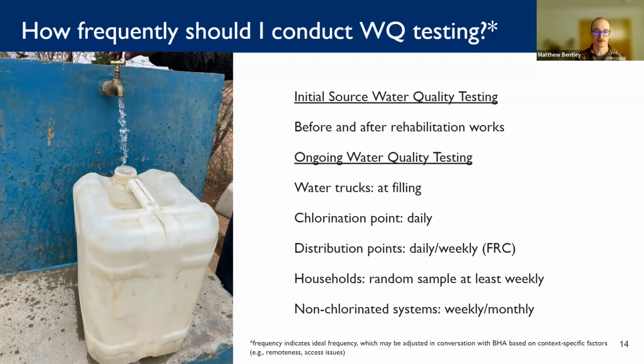Households should also be sampled, and we recommend a random sampling at least weekly of households to ensure that we're providing sufficient free residual chlorine and that these containers are clean, and any remedial measures can be taken during the program, depending on how things are doing at the household level. For non-chlorinated systems, weekly testing is preferred, or perhaps monthly if required based on remoteness or access.